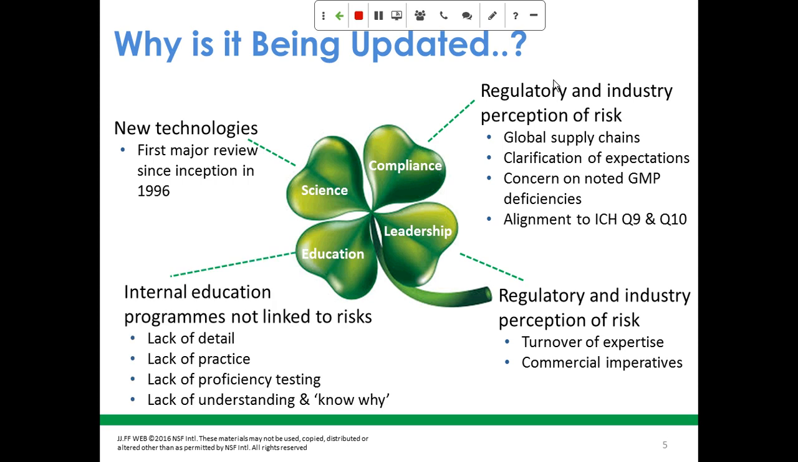Also, the regulators had noted that a number of internal education programs that they had reviewed on site had not been derived and aligned with the risks to the product quality. So there was a lack of detail in the education program, a lack of practical expertise, a lack of competency or proficiency testing, and ultimately some of the education programs had failed to really explain the know why as much as the know how.